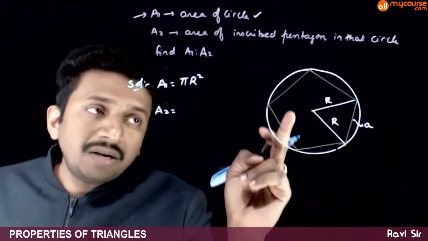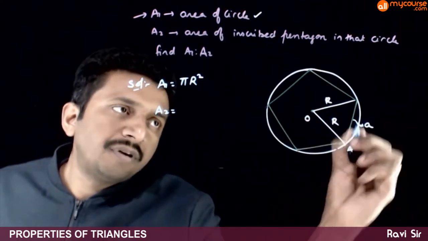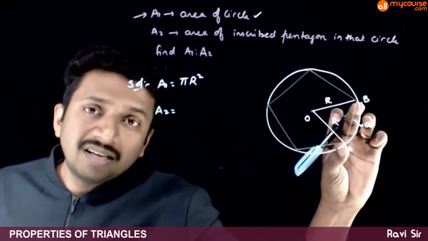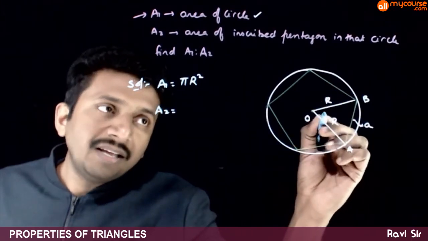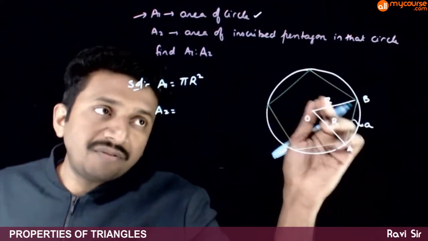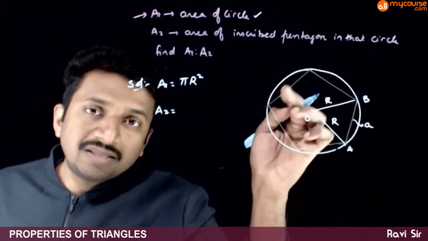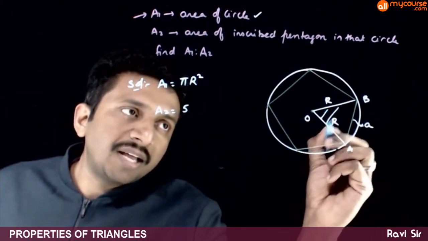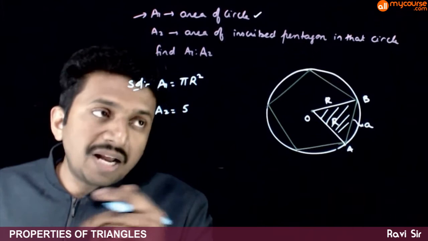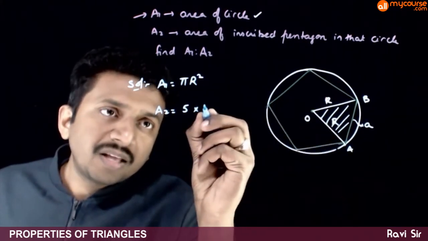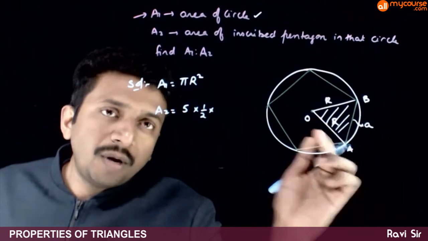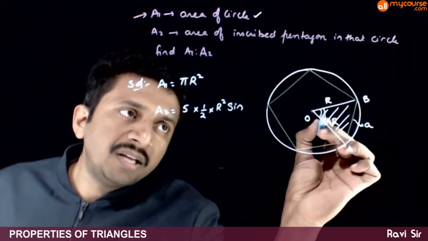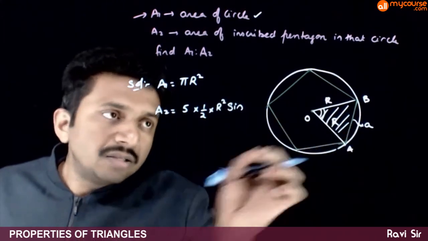Area of the pentagon is nothing but 5 times the area of triangle OAB. So if you take any one side and join the endpoints of the side with the center, you get a triangle, and you get 5 similar triangles, 5 equal triangles, corresponding to each side of the pentagon. So area of the pentagon is 5 times the area of this triangle. So what is the area of this triangle?